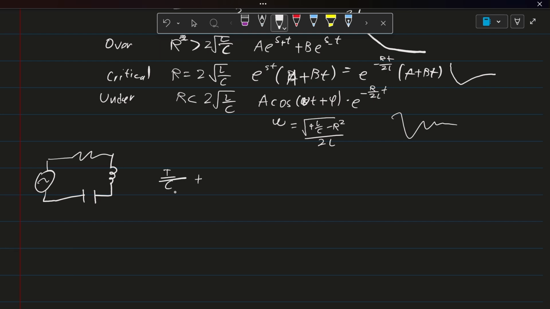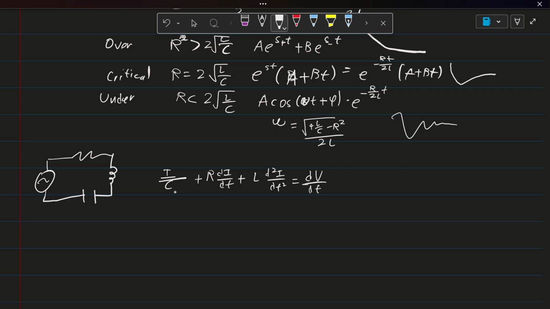So it's I over C plus R di over dt plus L d squared I over dt squared, and this equals the voltage. And particularly it's the derivative of the voltage, because when we actually obtain this differential equation, we do it by taking the derivative first. So this is why we have the derivative of the v.